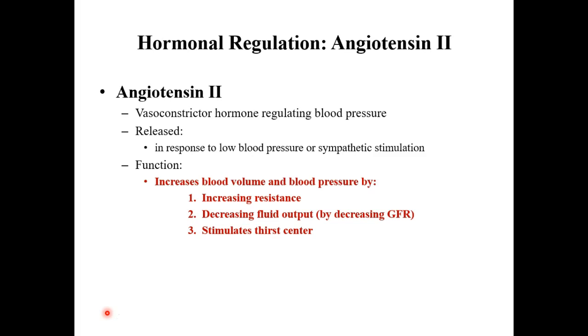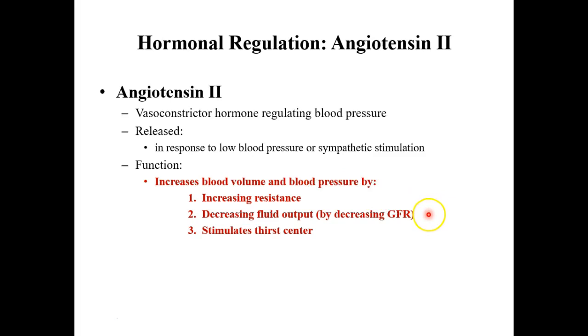How does it do this? As I said before, it's a vasoconstrictor. So when you vasoconstrict a blood vessel, what are you doing? You're closing in on the diameter of the blood vessel. Therefore, you're going to increase the resistance of that blood vessel. So therefore, you're going to increase the actual ability for our blood to bounce up against that blood vessel wall. So I'm increasing blood pressure by increasing resistance.